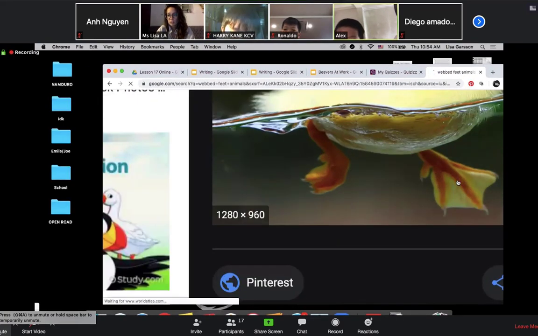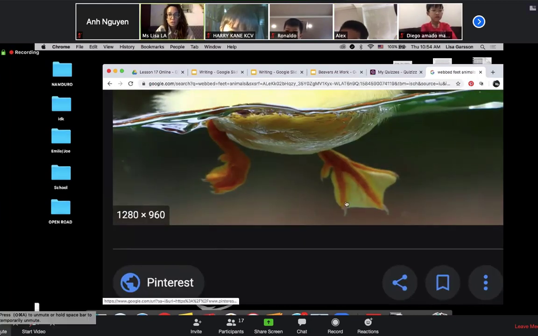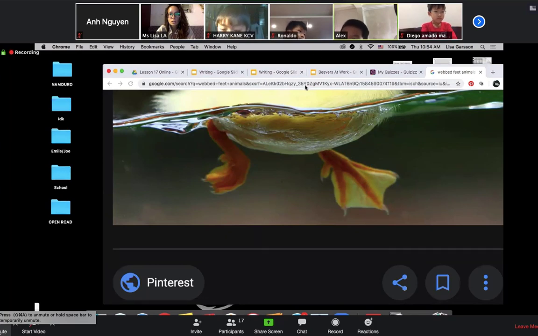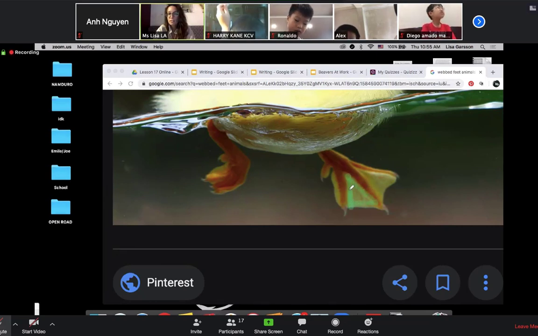Cute, right? Look at his feet. Do you see those toes? There's skin in between the toes. What animal is this? A duck. Baby duck. Okay, well, adult ducks also have webbed feet. So when you have skin that connects your toes like this, that means your feet are webbed. It is a baby duck. What about adult ducks? Do they also have webbed feet?